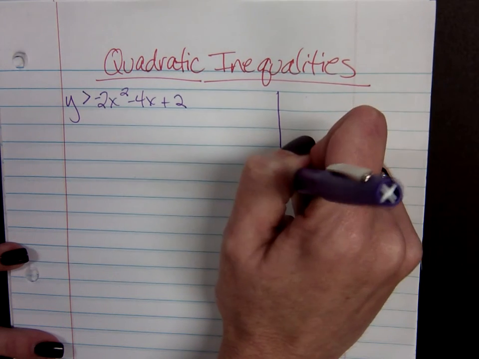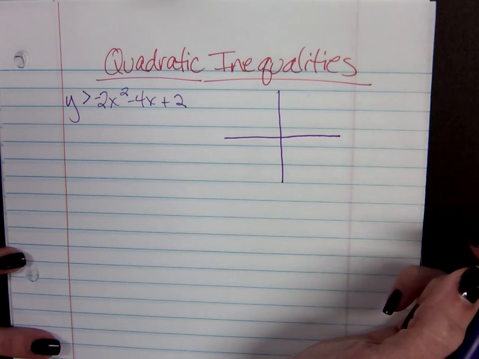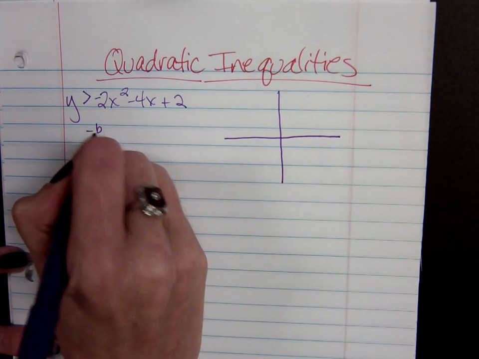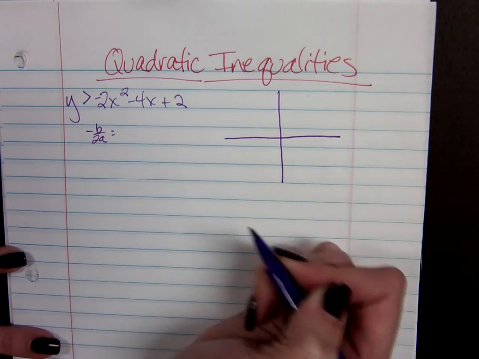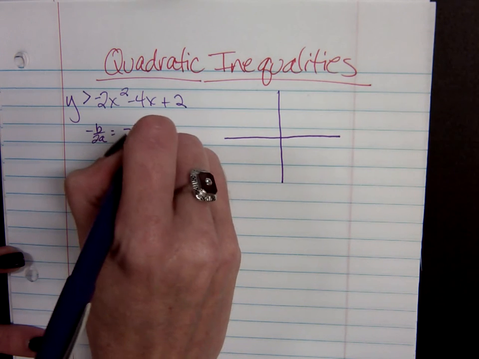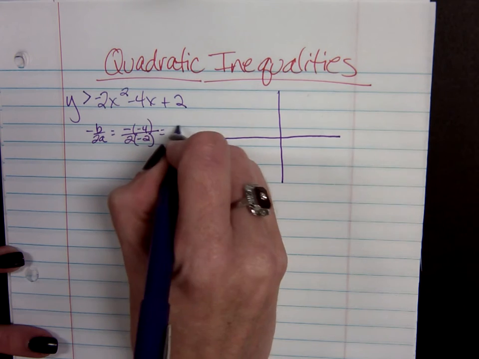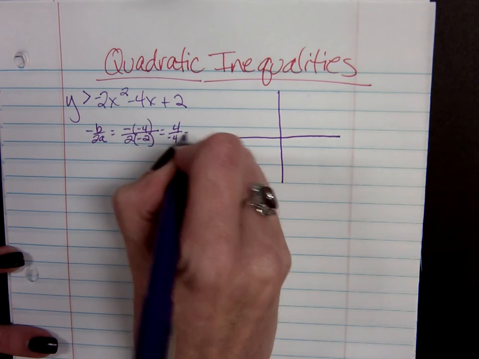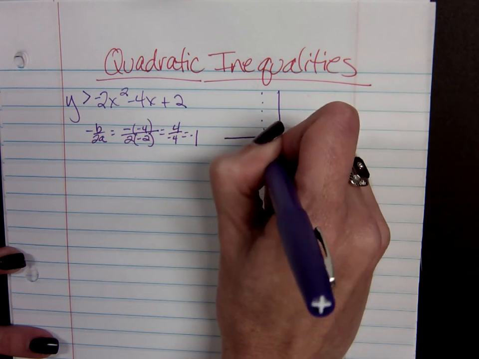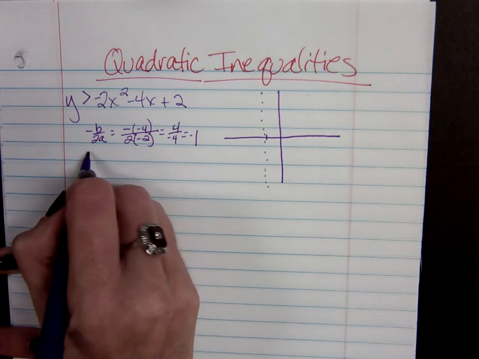So I'm just going to sketch out x and y axis. And then because it's in standard form, I'm going to go ahead and just use negative b over 2a to figure out where my axis of symmetry is. So we're going to use negative 4 over 2 times negative 2 gives me 4 over negative 4, which is negative 1. So when I come out here to negative 1, axis runs right here, and then I'll take that negative 1 and plug it back in.